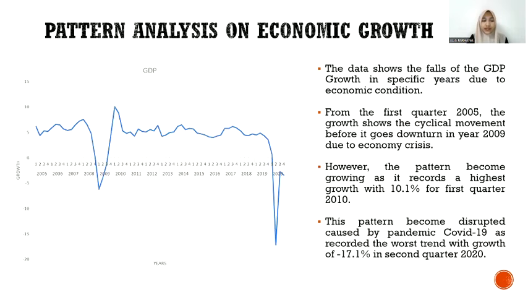Descriptive statistics. Pattern analysis on economic growth. As you can see on the graph, the data show the fall of GDP growth in specific years due to economic conditions. From the first quarter of 2005, the growth showed a cyclical movement before it went downturn in 2009 due to the economic crisis. However, the pattern became growing as it recorded the highest growth of 10.1% in the first quarter of 2010. This pattern was disrupted by the COVID-19 pandemic, as it recorded the worst trend with growth of negative 17.1% in the second quarter of 2020.